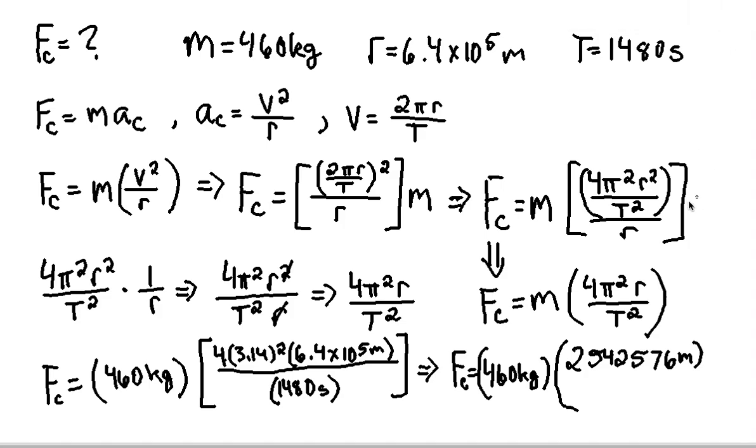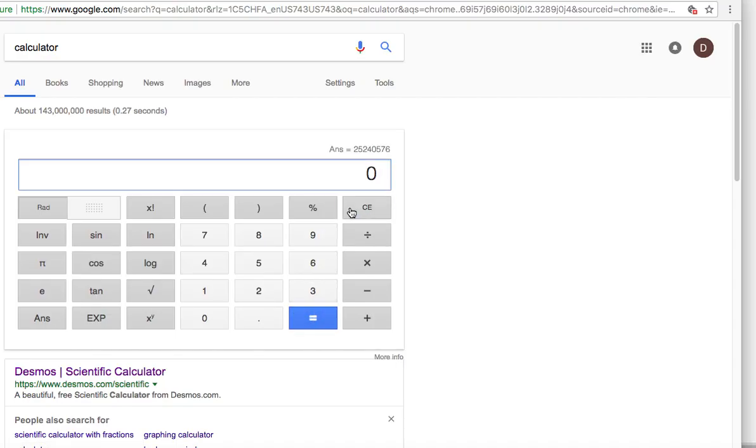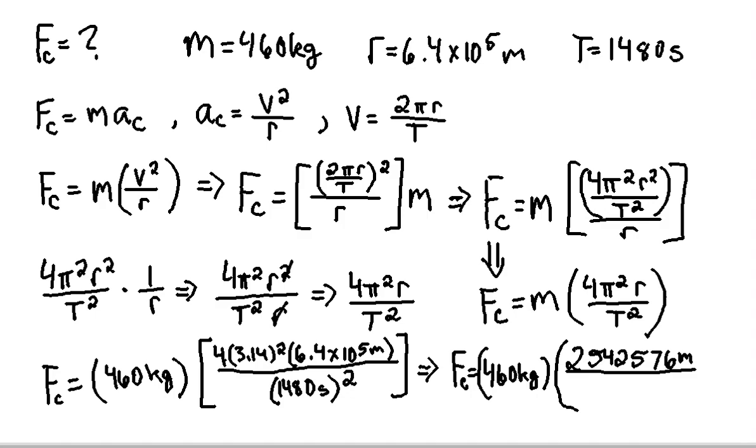Whoops. And then we're going to divide this by, oh, I forgot to square this, 1,480 seconds squared. So let's deal with that first. 1480 squared equals 2,190,400 seconds squared.